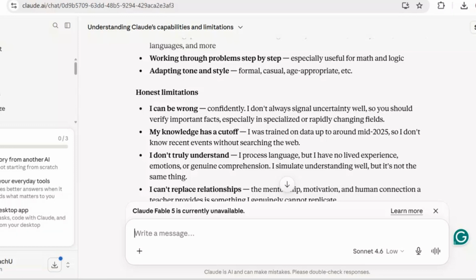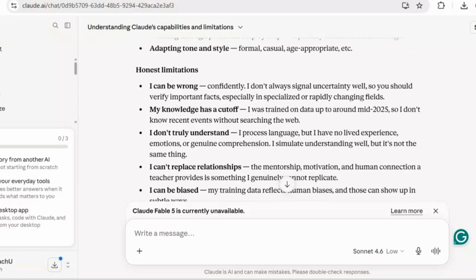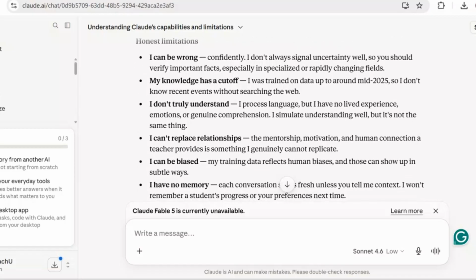So Claude is also honest about its limitations without being prompted. That's not something you always see with AI tools. Some of the limitations: sometimes Claude can be wrong confidently. This means that teachers should verify important facts, especially in specialized or rapidly changing fields. Sometimes the knowledge provided by Claude has a cutoff because Claude was trained on data up to around mid-2025, so it doesn't know recent events without searching the web.